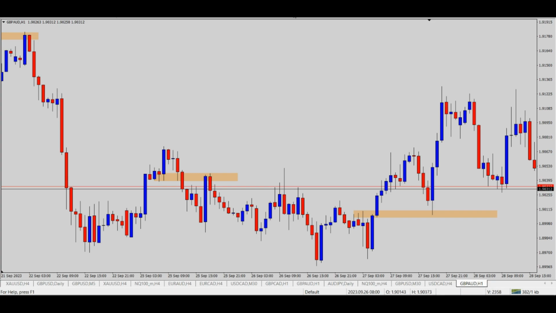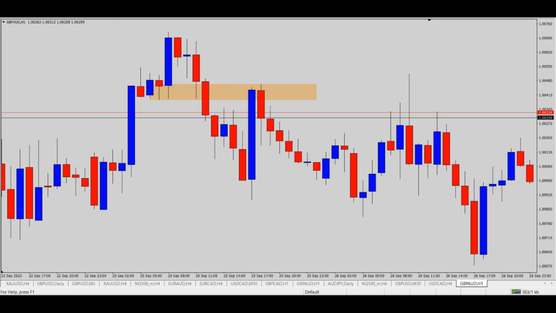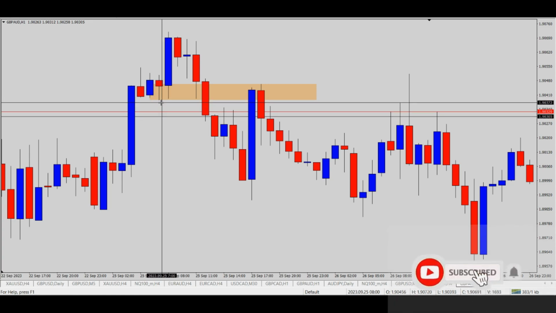For those of you wondering, let me zoom that in properly. You can see the swing low. There is a swing low. That's the swing low right there.